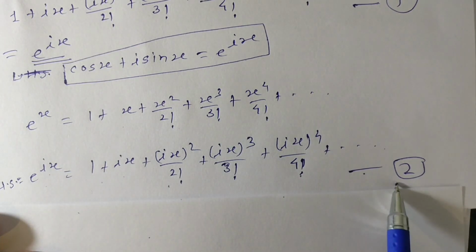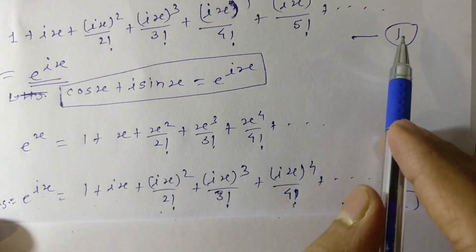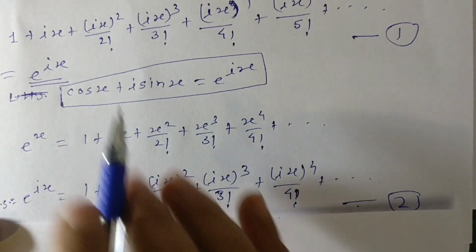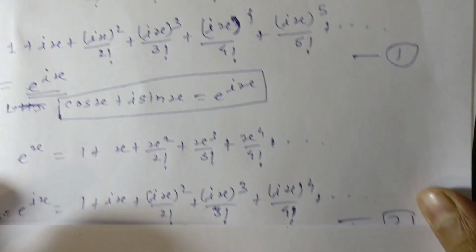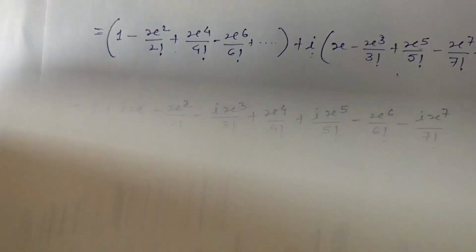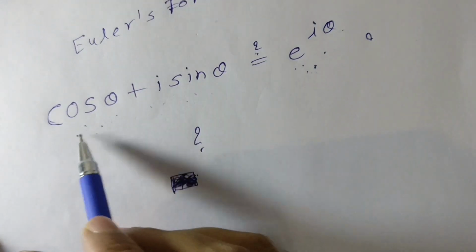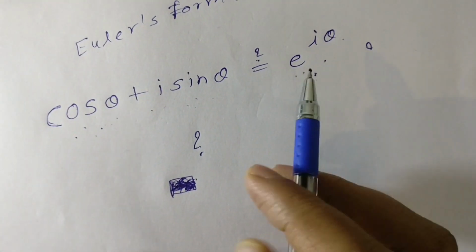So equation number 2 and equation number 1 are the same. So LHS is equal to RHS, and hence the proof for Euler's identity: cos theta plus i times sin theta is equal to e raised to i theta.